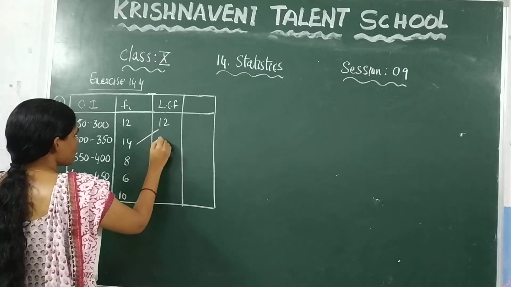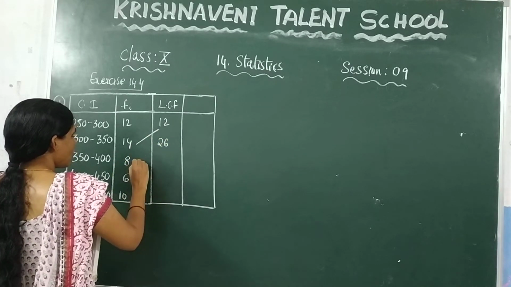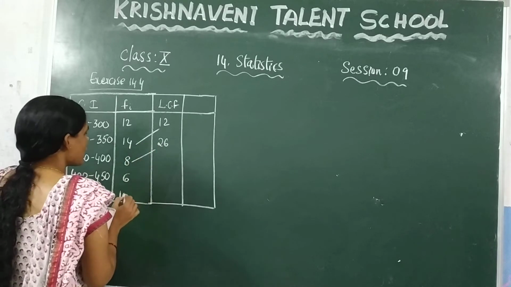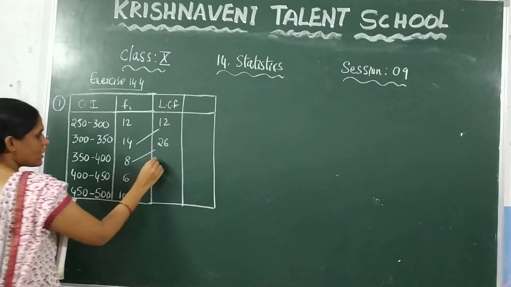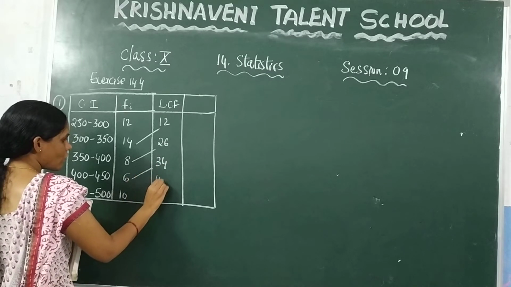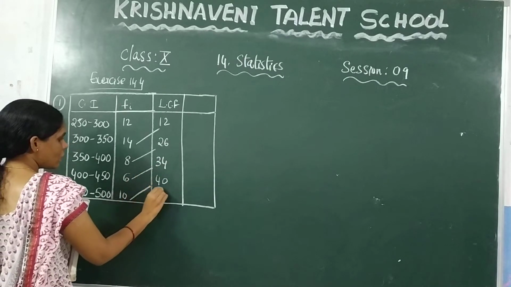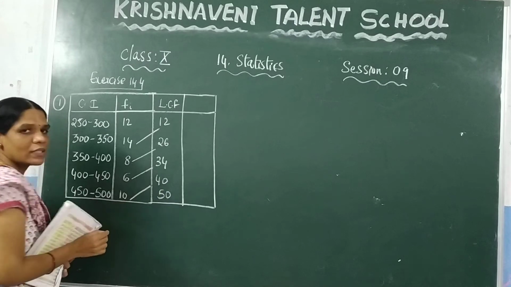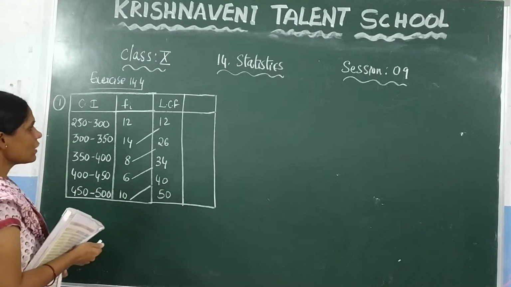What will we get? 12 plus 14, which is 26, and after that, 26 plus 8, which is nothing but 34. 34 plus 6, which is 40. 40 plus 10, which is 50. Right? These are the less than cumulative frequency values.